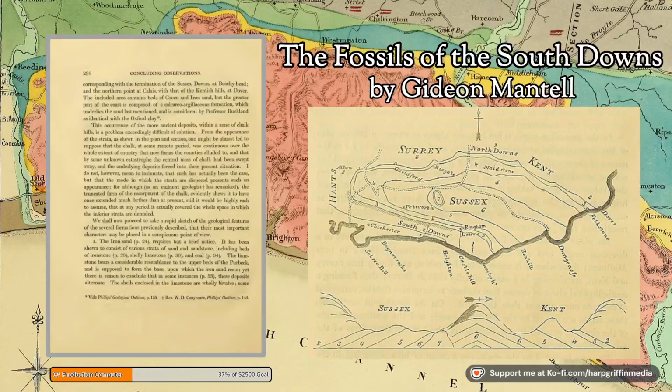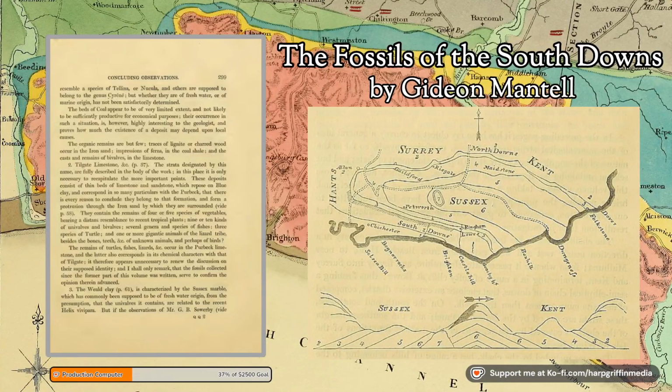The limestone bears a considerable resemblance to the upper beds of the Purbeck, and is supposed to form the base upon which the iron sand rests. Yet there is reason to conclude that in some instances, page 33, these deposits alternate. The shells enclosed in the limestone are wholly bivalve. Some resemble a species of Tellina, or Nucula, and others are supposed to belong to the genus Cyrena. But whether they are of freshwater or of marine origin has not been satisfactorily determined.